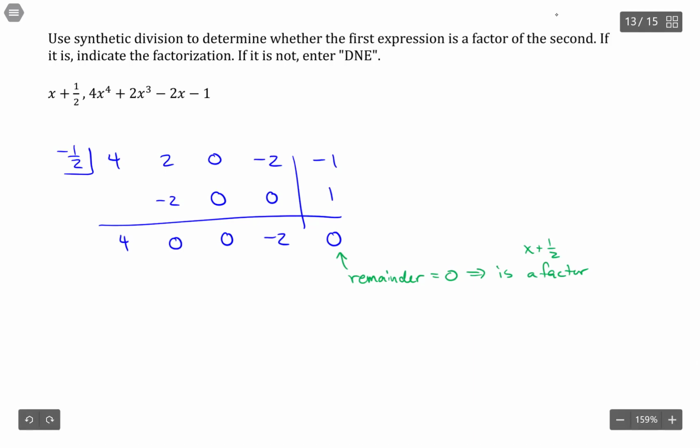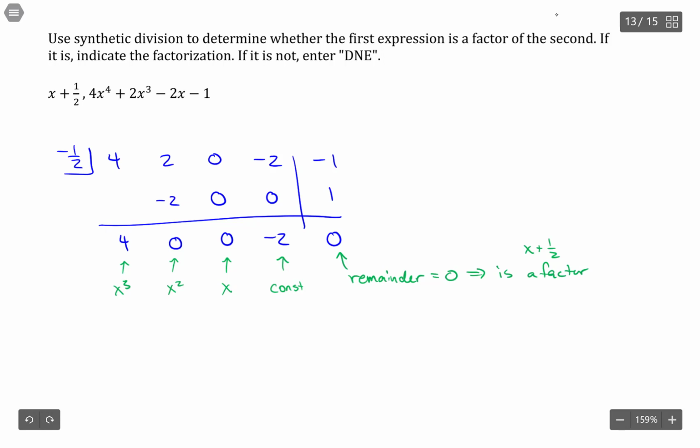And more than that, we can say that this is the resulting polynomial if we divided it out. And this would be the constant of that polynomial. And these numbers here would be multiplied by increasing powers of x.